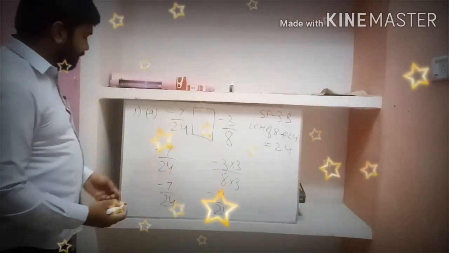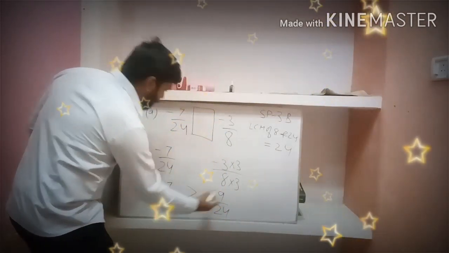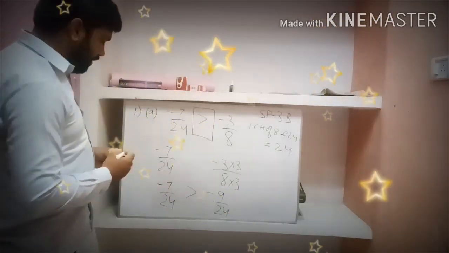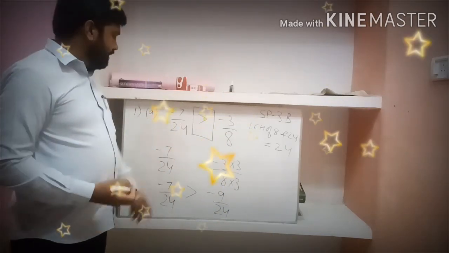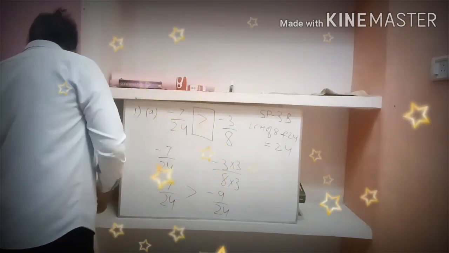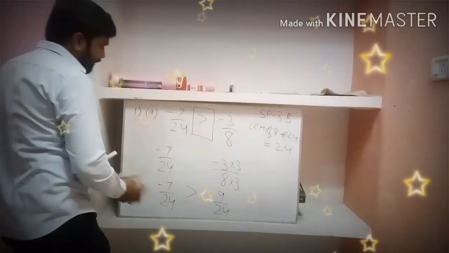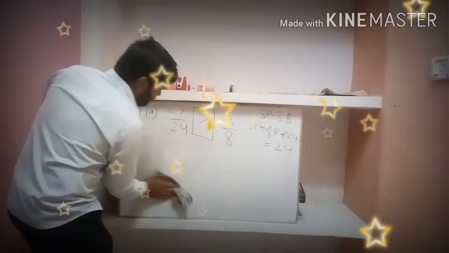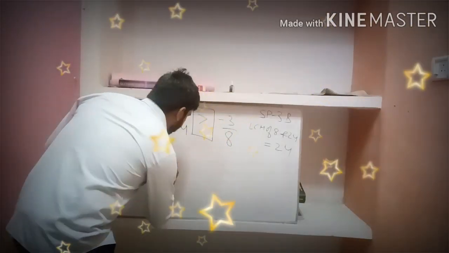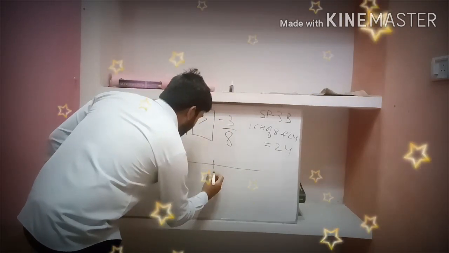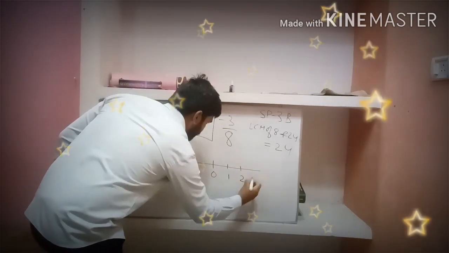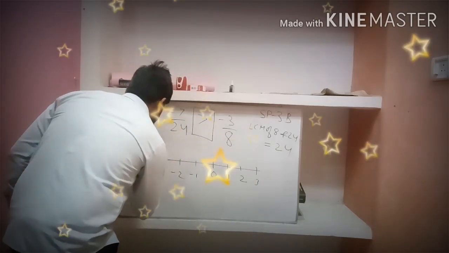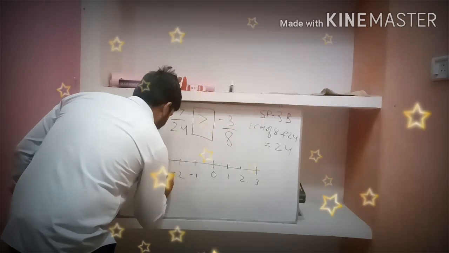Okay, so on the number line what you find is minus 7 by 24 is greater than minus 9 by 24. So here you use the greater than symbol. Okay, so this is the greater than symbol. So on the number line you see. Now, see one thing, let me explain how it is. On the number line you find this is 0, this is 1, this is 2, this is 3 and so on. Here minus 1, here minus 2, minus 3 like that. Okay.